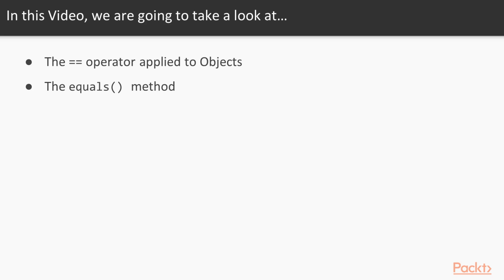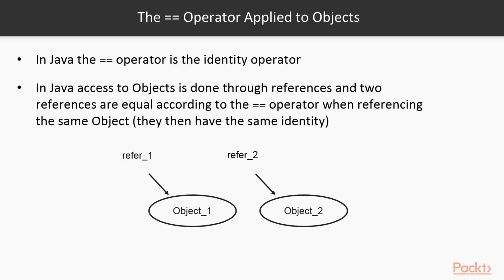Let's get started. In Java, the double equal operator is the identity operator. In Java, access to objects is done through references, and two references are equal according to the double equal operator, or identical, when referencing the same object. They then have the same identity or are identical.